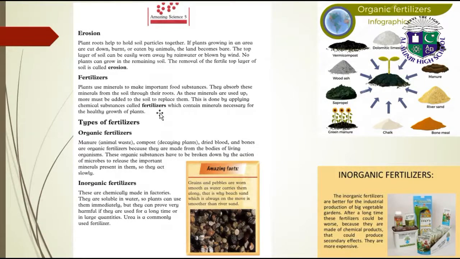What is present inside fertilizers? They contain minerals which are necessary for the healthy growth of plants. We have two types of fertilizers, organic and inorganic. Organic fertilizers are made from animal waste, decaying plants, dried blood and bones.